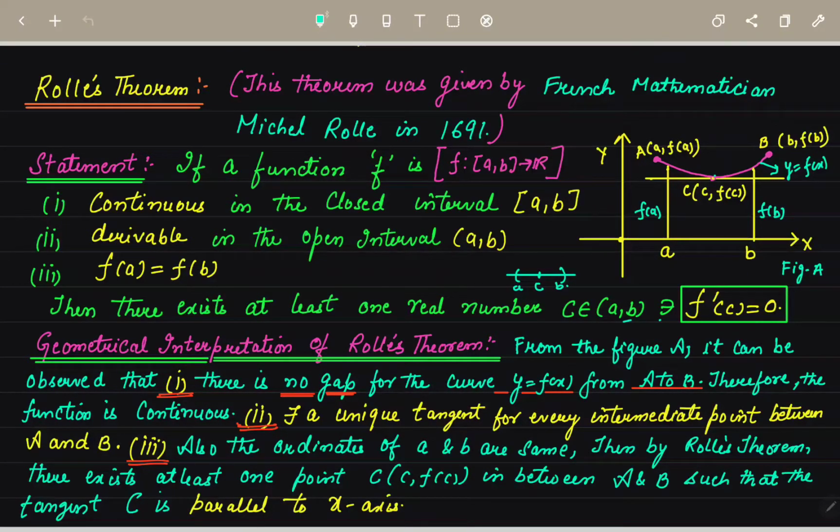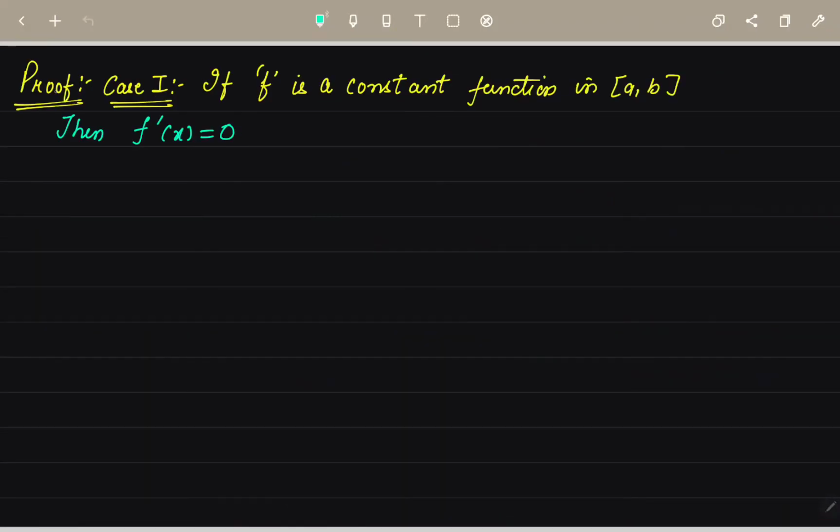Next, I will prove the theorem. For the proof, two cases arise. The first case is that f is a constant function in the closed interval [a, b]. The second case is that f is not a constant function in the closed interval [a, b].